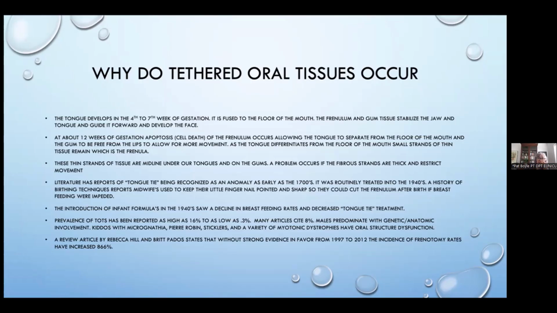Prevalence of TOTs has been reported as high as 16% to as low as 0.3%. And there's many articles that cite 8%. Males are supposed to predominate, except I've seen lots of females recently. Kiddos with micrognathia, Pierre Robin, Stickler, and a variety of myotonic dystrophies have this oral structure dysfunction.